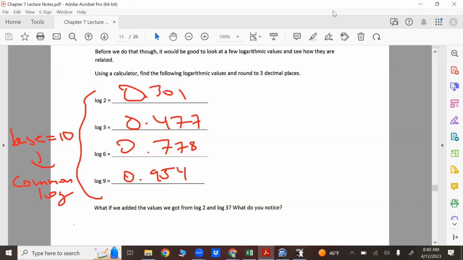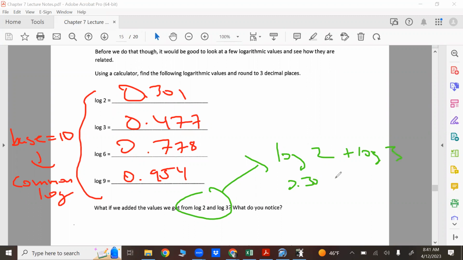What if I did log 6 minus log 3? 0.778 minus 0.477, I'll get 0.301, right? So there are some interesting things happening here. What you're probably going to want to write down is, what do we notice? When you add these two, log 2 plus log 3 is 0.301 plus 0.477, which of course is 0.778.